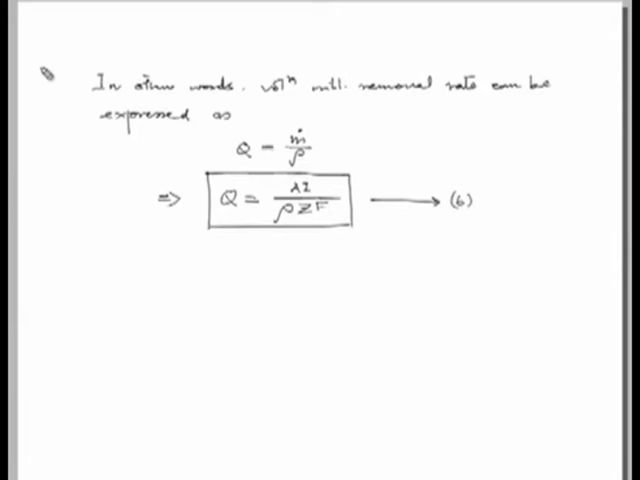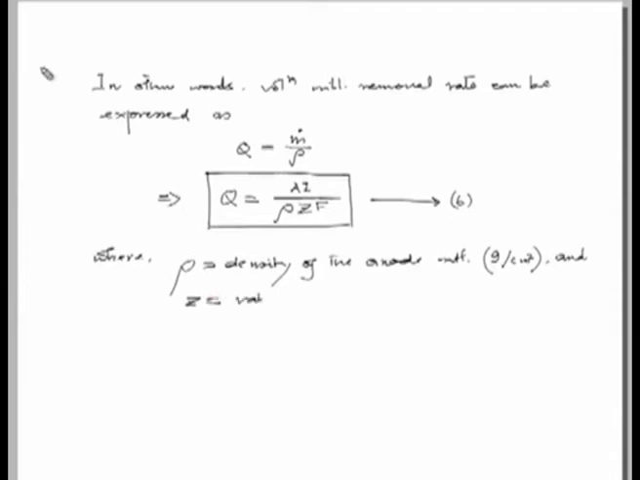where rho is the density of the anode material. This is in terms of gram per centimeter squared, and Z is the valency of the cations.